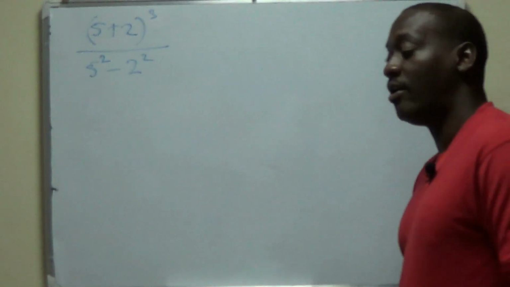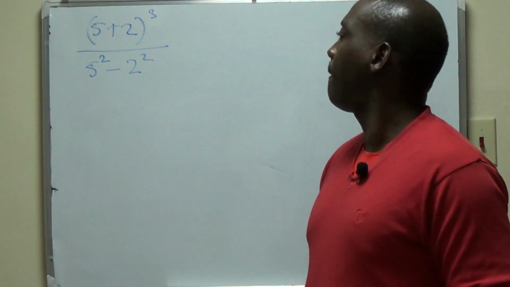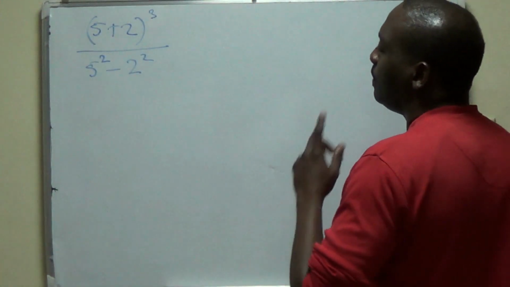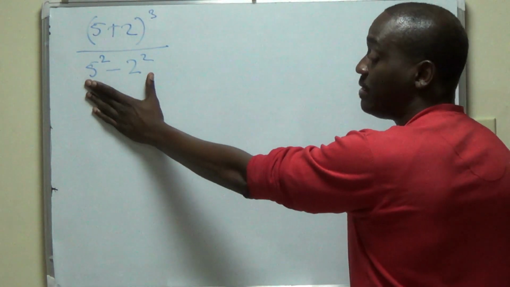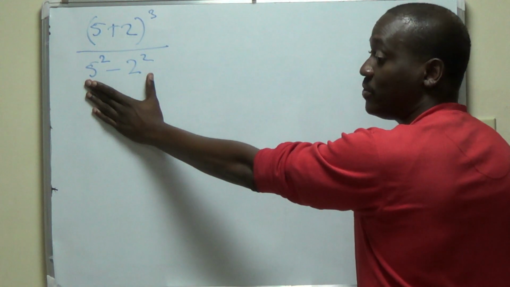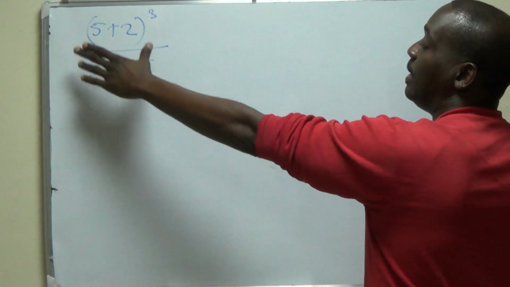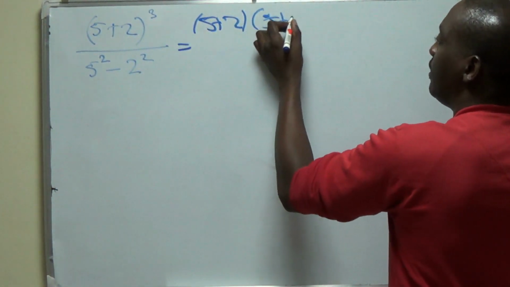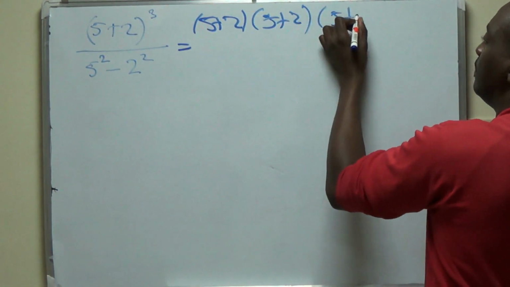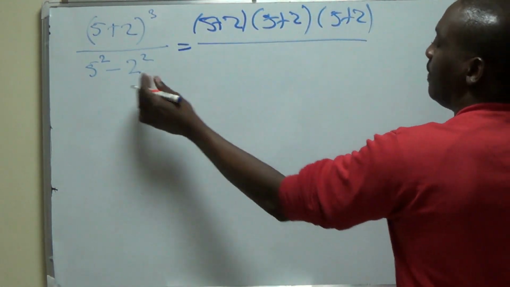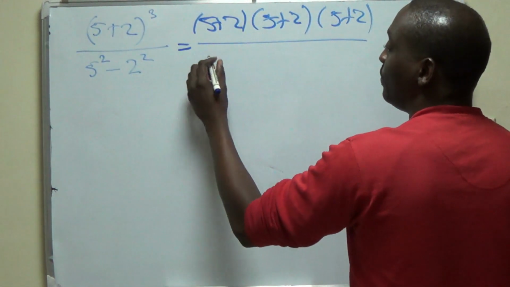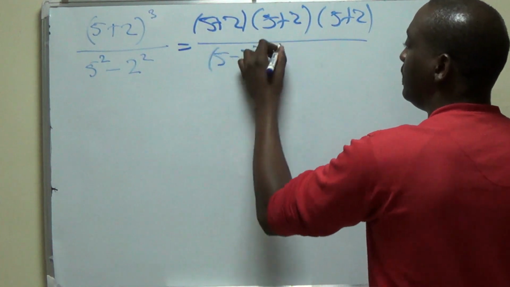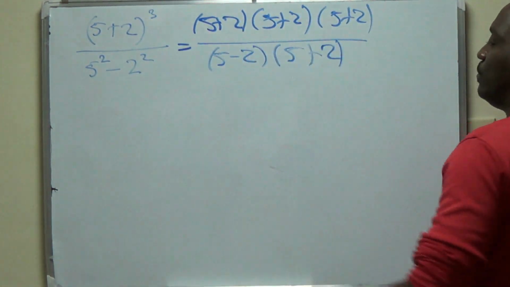You have the option of ignoring the long way if you choose to do that. The short way is to recognize that 5² − 2² is a difference of two squares, which would then allow us to write out the (5 + 2) cubed. So what we could do is write this out as (5 + 2)(5 + 2)(5 + 2) all over 5² − 2², a difference of two squares, which we know would be (5 − 2)(5 + 2).